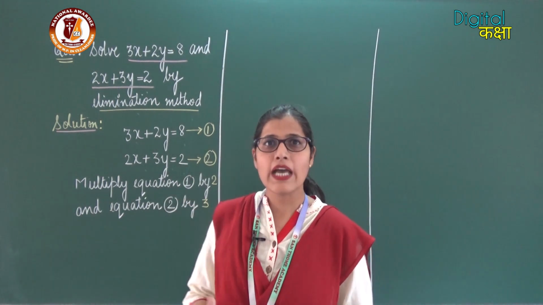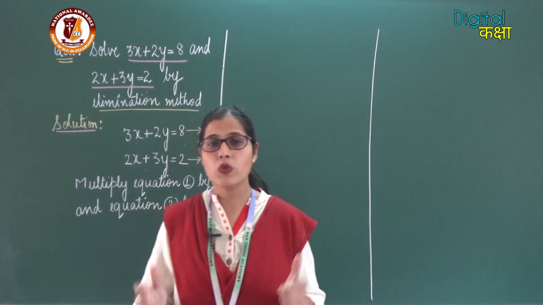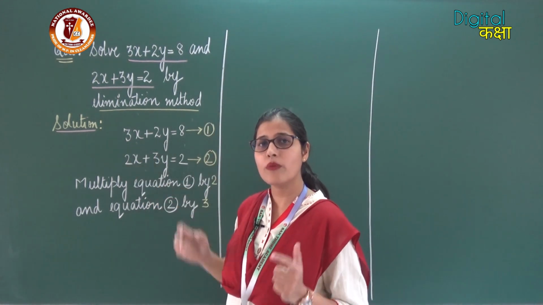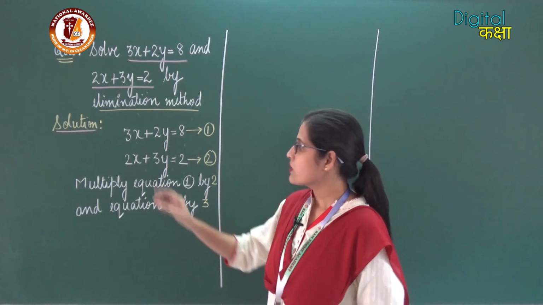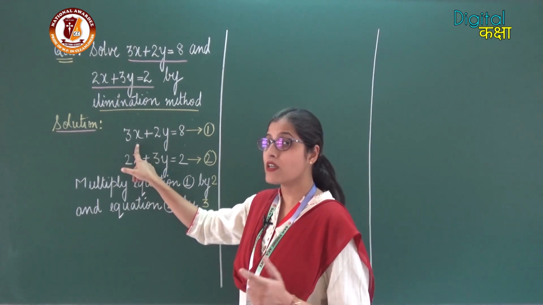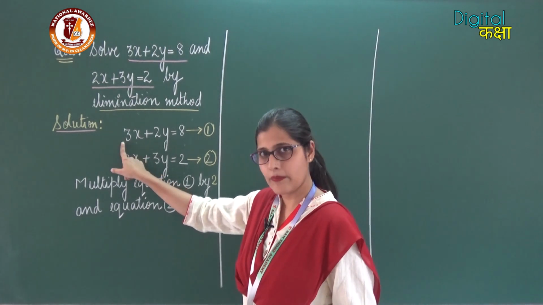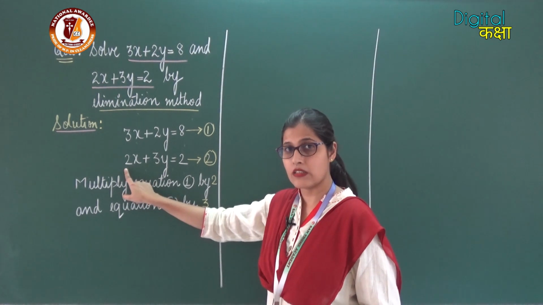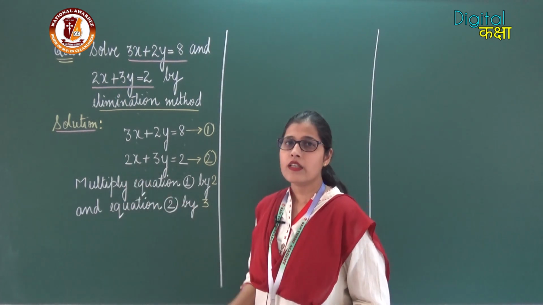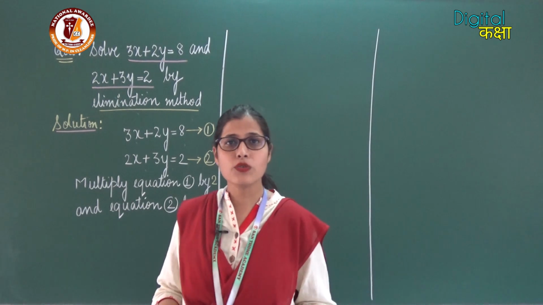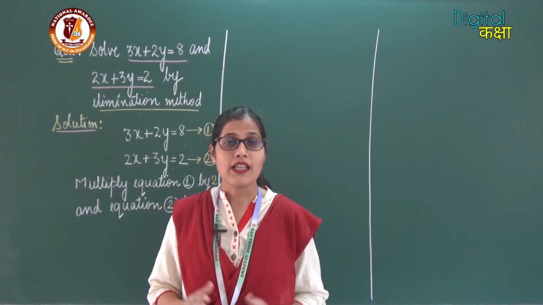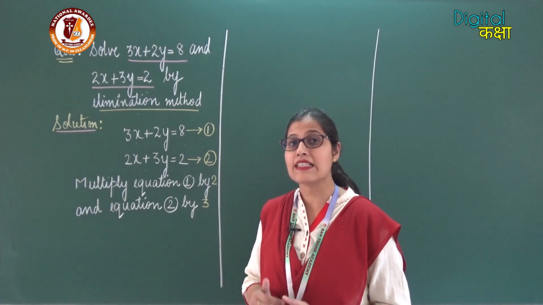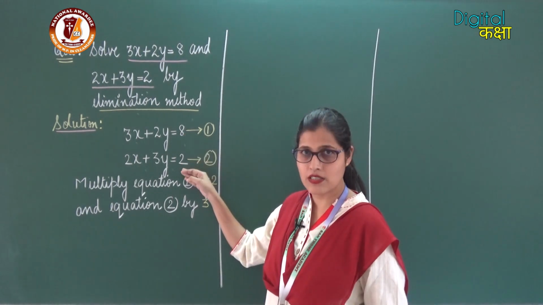Since we are talking about the elimination method, let us eliminate the variable x from the given equations. The coefficient of x in the first equation is 3 and the coefficient of x in the second equation is 2. The LCM of 3 and 2 is 6. That means we have to make the coefficient of x as 6 in both the equations.